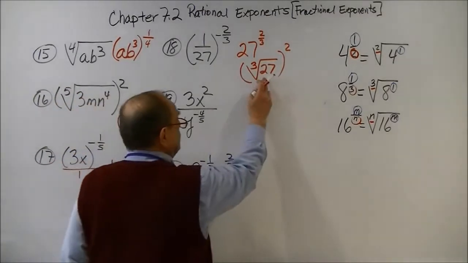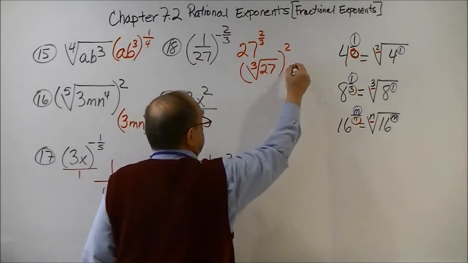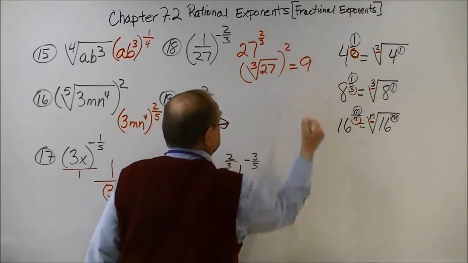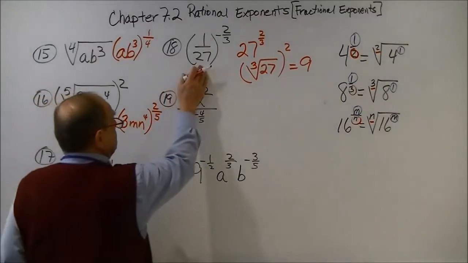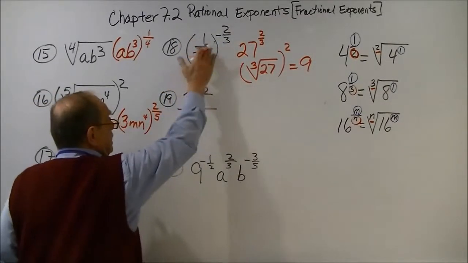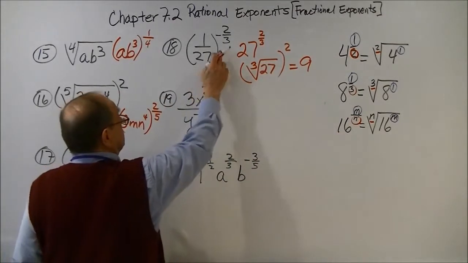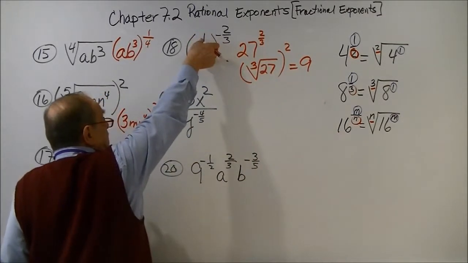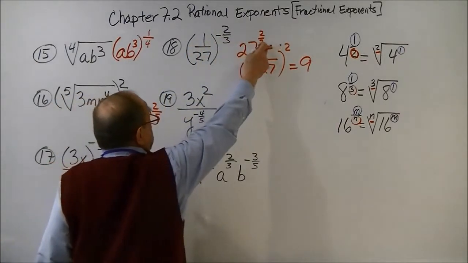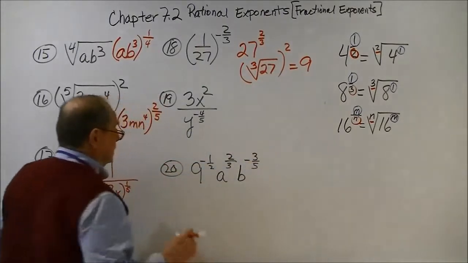So the 3rd root of 27 is 3. 3 to the 2nd is 9. So this, in this form, eventually is going to equal 9. And the way we did it, since it was a negative exponent, we took the fraction and flipped it. That made it a positive exponent, and then we simplified.